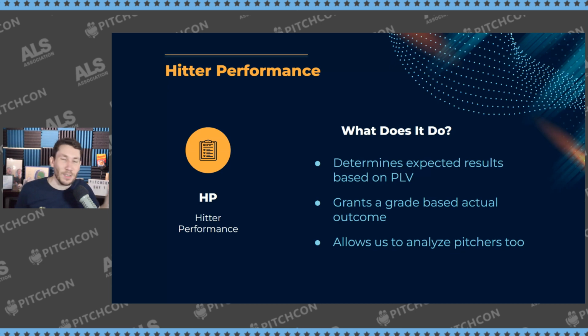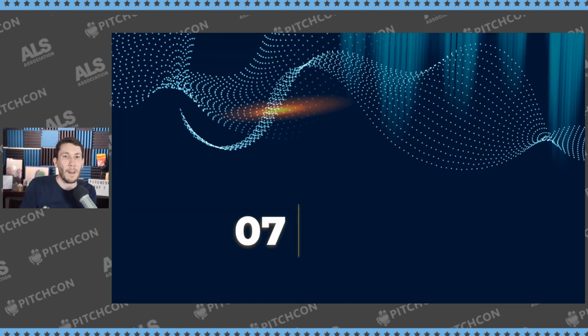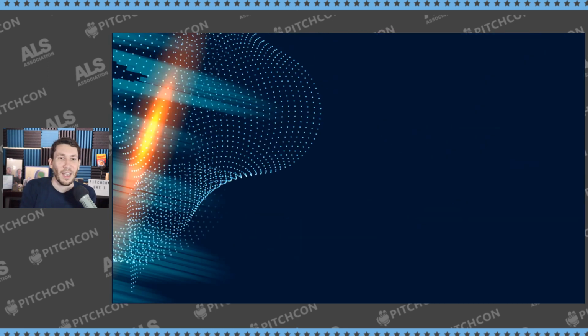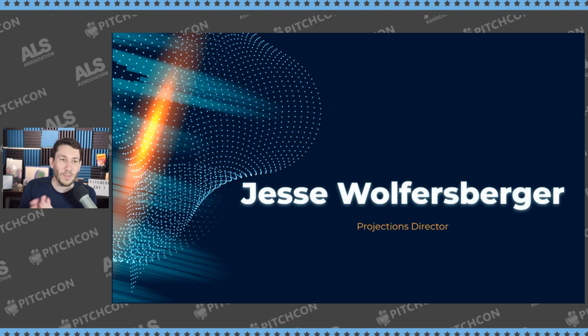It's just the seed. And just by creating that pitch quantifier and using it at an event, then we can go back and we can apply it to all of these things. And it's just a chain of events. It's so fascinating and fun and exciting. So what you can do is you can make projections. It's a different way to look ahead, and we can make them differently than anyone else. We can do it differently than just regression models of previous seasons. We can do this with PLV. And so to talk about this, we have Jesse Wolfersberger, who is our projections director.